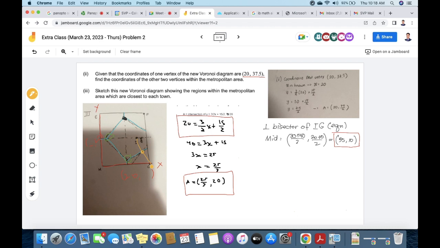So the gradient of IG is m equal to 20 minus 0 over 30 minus 40, which gives us negative 2. But this is not the gradient that we want. What we wanted is the gradient of the perpendicular bisector. So we can say the m of the perpendicular bisector is just equal to 1/2.